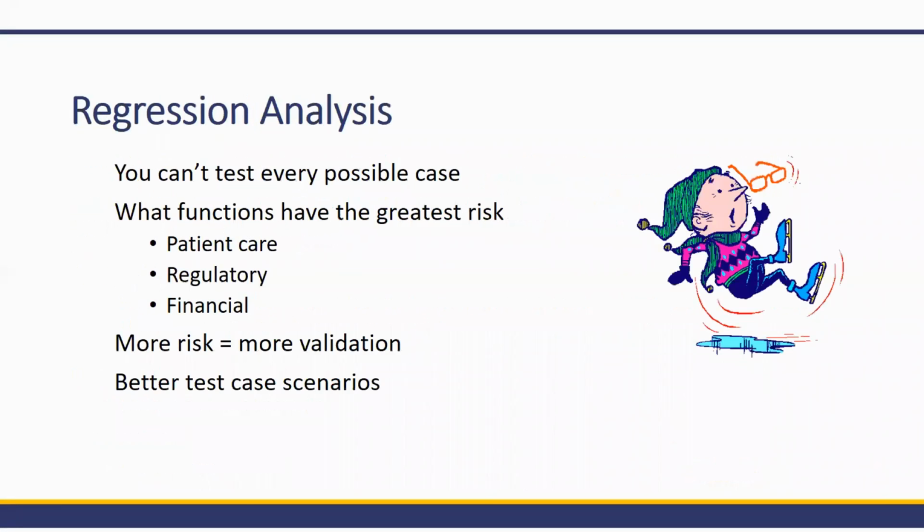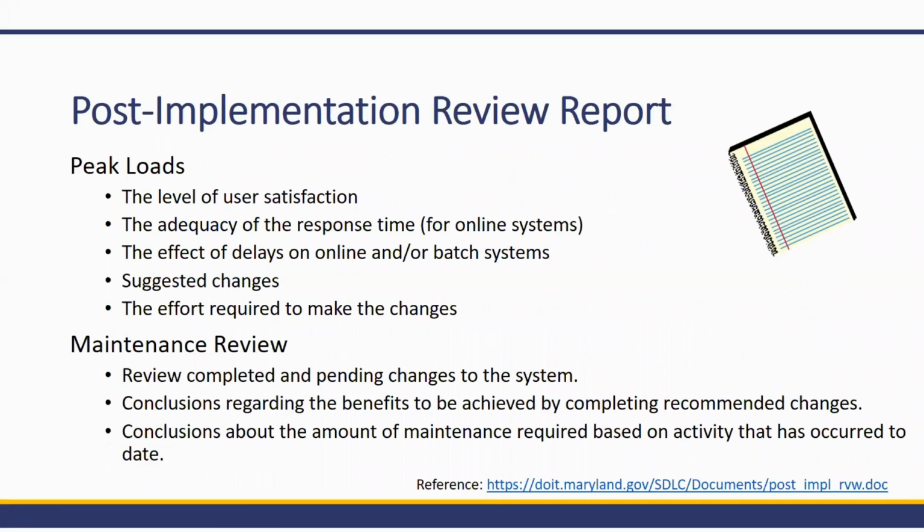So what should we be looking for when we do post-implementation review? Well, we want to look at how is it functioning? What are the peak loads? What happens then? Are users satisfied? Is the response time too slow? Is there a delay if a certain process is running? Say a batch process is running in the background, does it really delay, and do we have to change things? What suggested changes do people have? And how much effort would be required to make those changes?